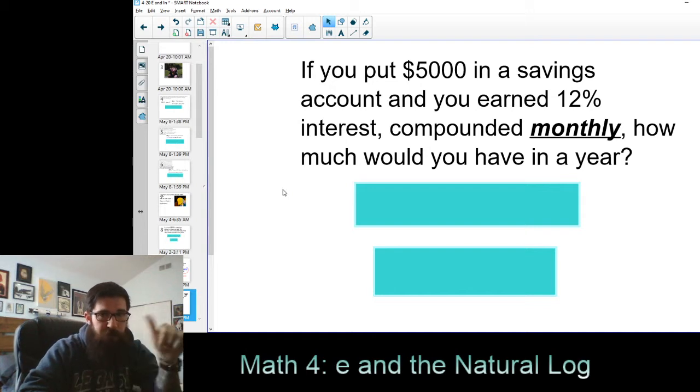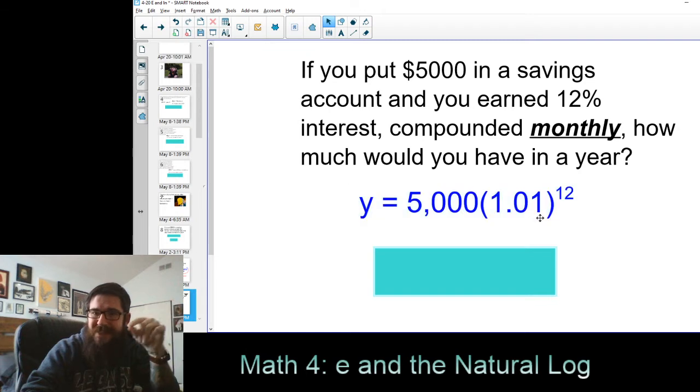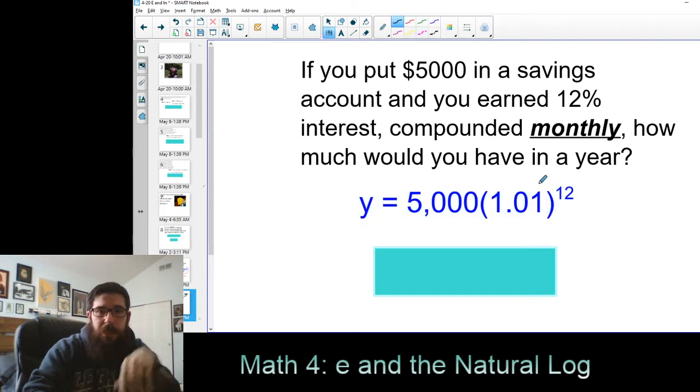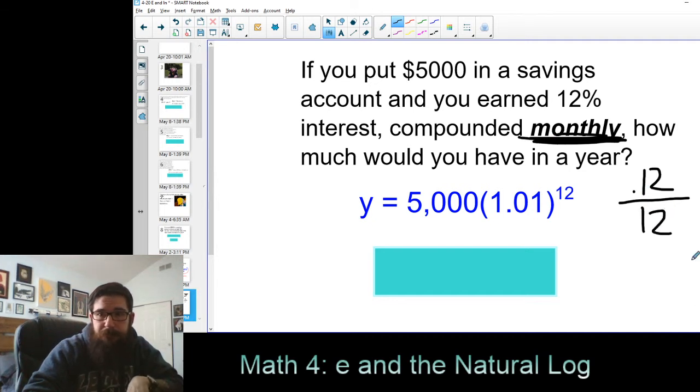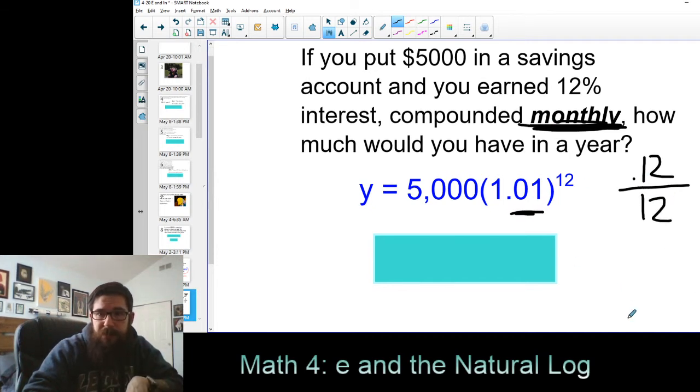Remember, before, it was 5,600 by the end. We're still going to keep our 5,000. This 0.01 comes from literally doing a 0.12, the 12%, divided by how often I calculate it, 12 months in a year. That's where this 0.01 right here is coming from.